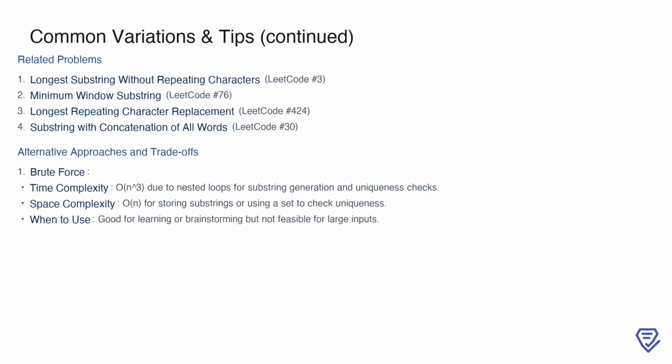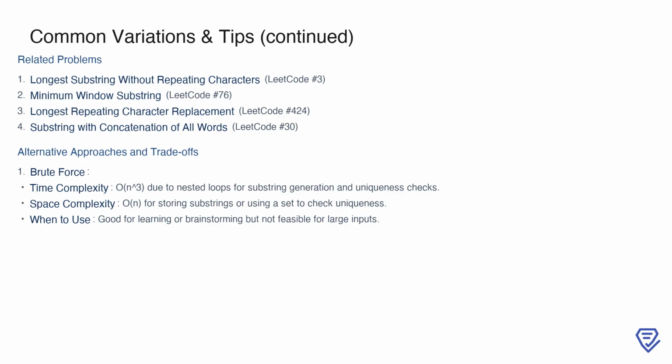There are several related problems that build on similar concepts, so practicing them can help you strengthen your understanding. For example, LeetCode problem number 3, finding the longest substring without repeating characters, is often the foundation. Other problems like minimum window substring, number 76, longest repeating character replacement, number 424, and substring with concatenation of all words, number 30, are great follow-ups that test variations of substring techniques.